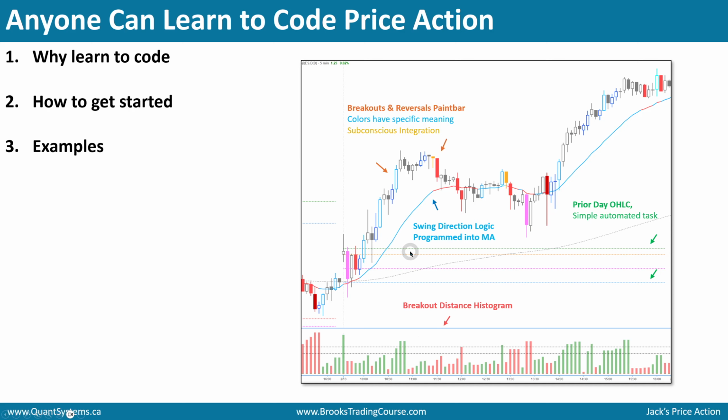And a while ago, I thought about the always in direction, and I figured out my way of looking at it, and I programmed that direction by color in this moving average. And the bars are painted different colors because those colors have specific meanings to me subconsciously, and therefore they're being integrated into me over time. And eventually I won't need any color on the chart at all. I'll just be able to look at the chart and understand what the bars are telling me. So I think it's incredibly helpful, and I highly recommend it.